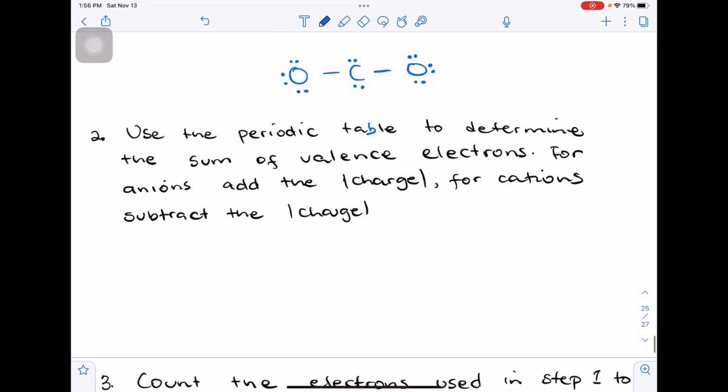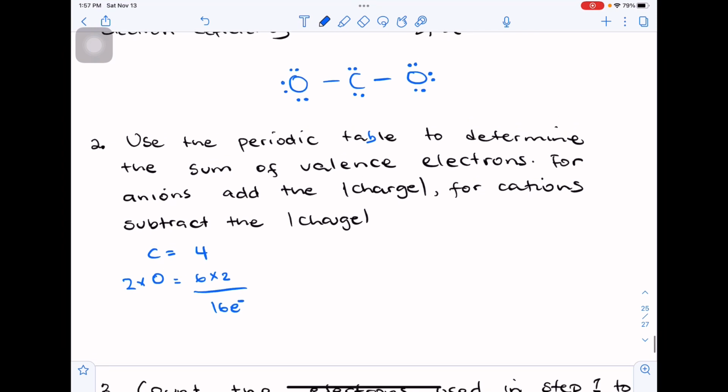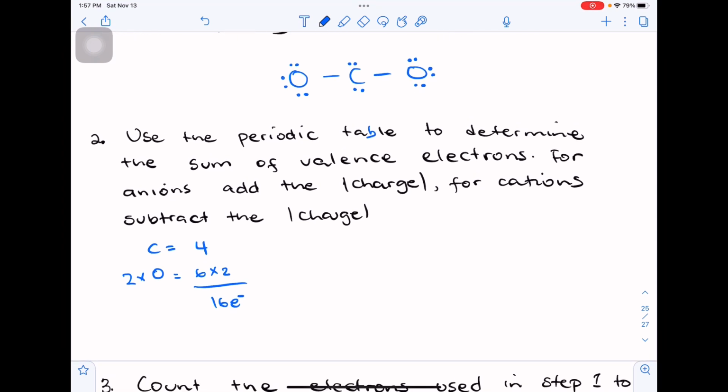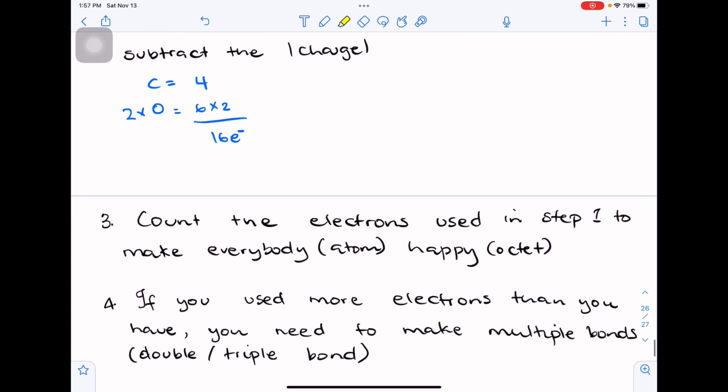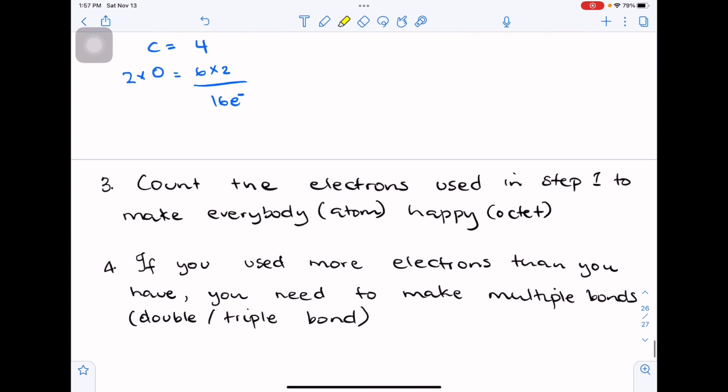Okay, now we move on to the second step here, and we have to use the periodic table to determine the sum of valence electrons. C has 4 because it's in group 4 or 14, and then O has 6, and there's 2 of them, so total we're going to have 16 electrons. That's all that we have. This molecule or the species doesn't have a charge, so it's just the 16 electrons that we have to work with. Now we go back and we count how many we actually used. We have 2, 4, 6, 8, 10, 12, 14, 16, 18, 20. So we've used 20, but we only have 16. So this is a problem.